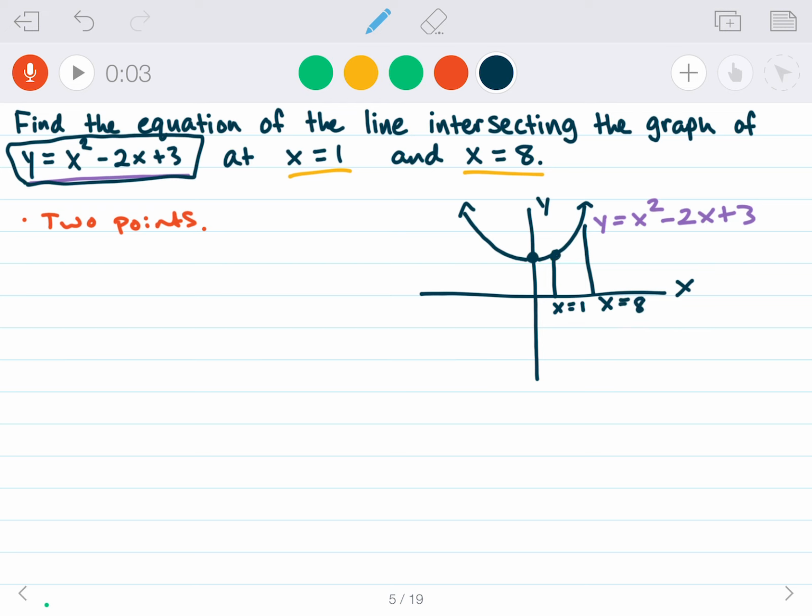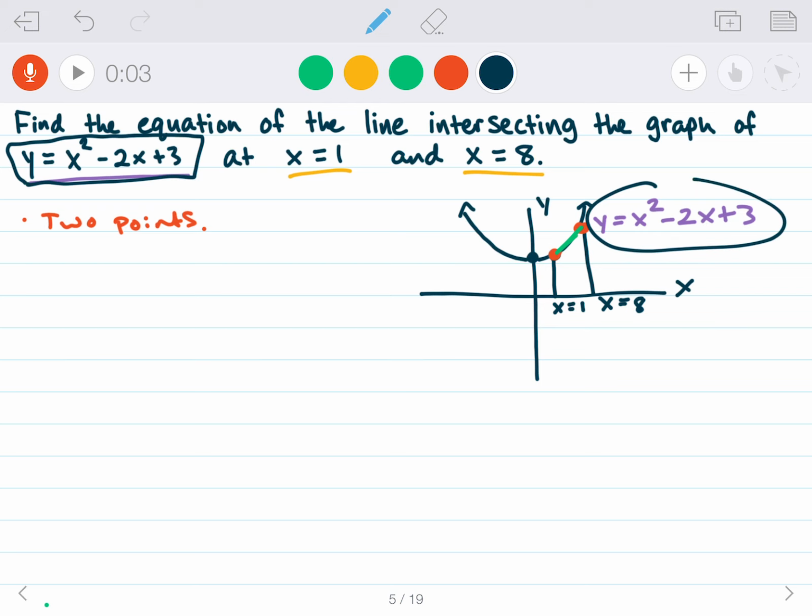And there's a line that passes through these 2 points, right? That's what we're trying to figure out. We're trying to find the equation of this line that passes through these 2 points. Well, all that's missing is the y value for those 2 points. If we can find the y value, then we have 2 points that define a line. So how do we find the y value?